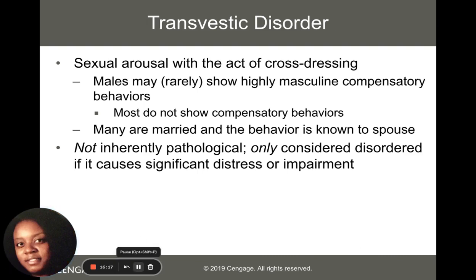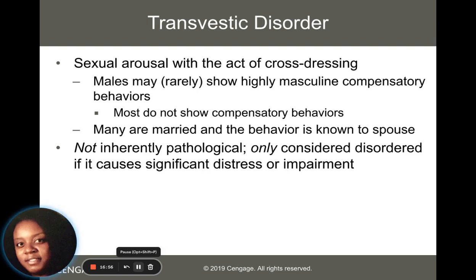The next disorder is transvestic disorder, and this involves sexual arousal with the act of cross-dressing. Males may rarely show highly masculine compensatory behaviors, so they're not going to do a lot of things that are particularly masculine. Many people who experience this disorder are married, and the behavior is often known to their spouse. This disorder is one of those that's not inherently pathological. It may not be considered a disorder. It's only considered a disorder if it causes significant distress or impairment.